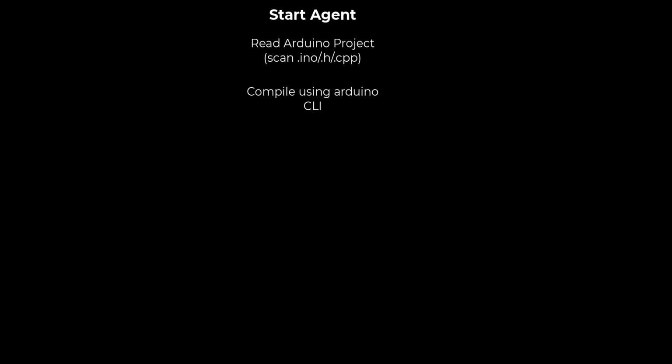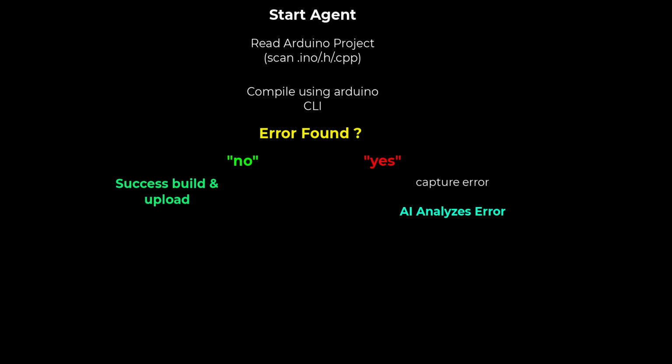Then it compiles the code using Arduino CLI. If there are compilation errors, it detects them automatically. Those errors are then sent to an AI model. The AI analyzes the errors, fixes the code, and rewrites the project files.